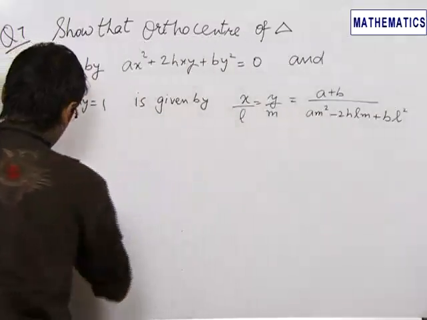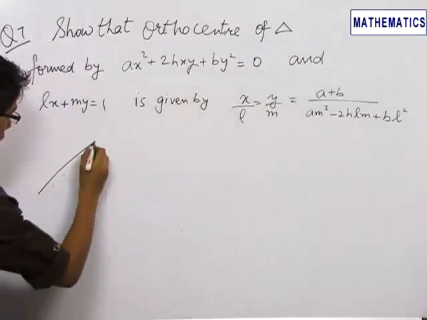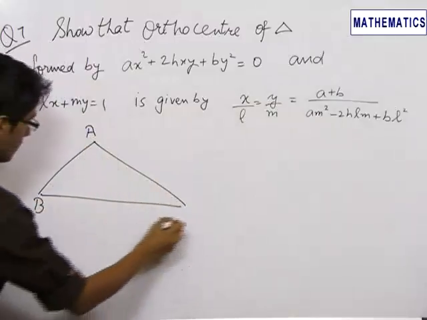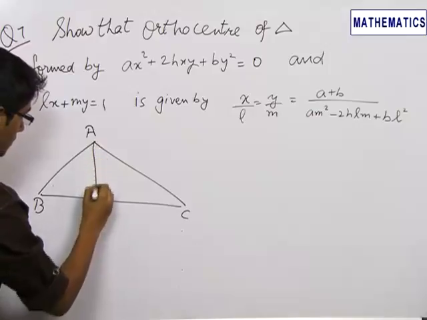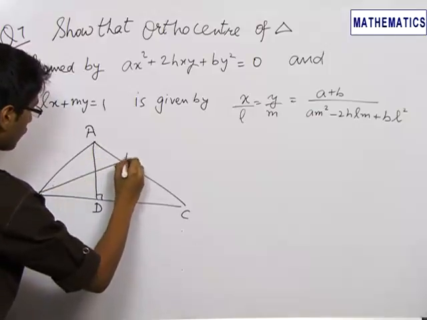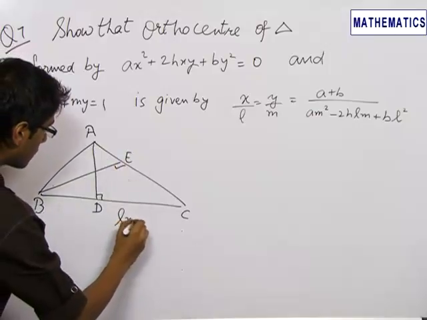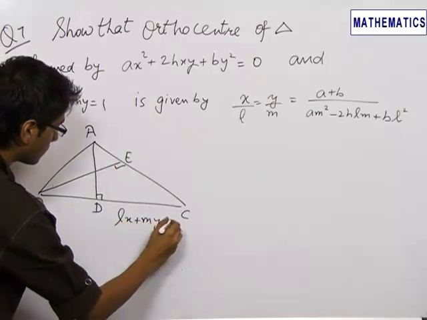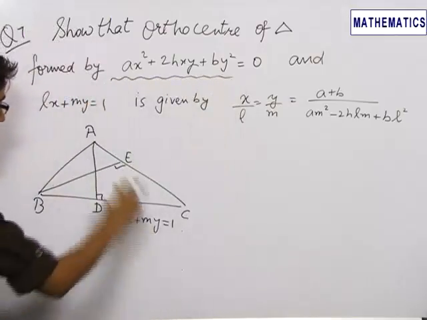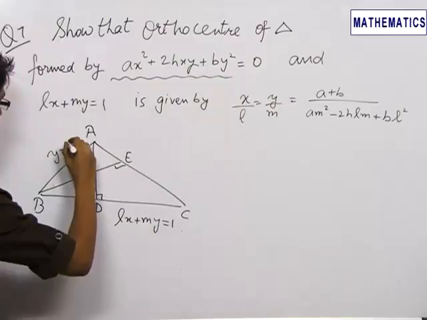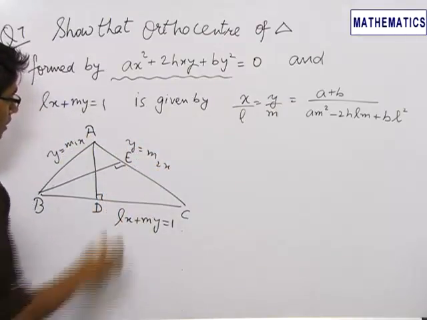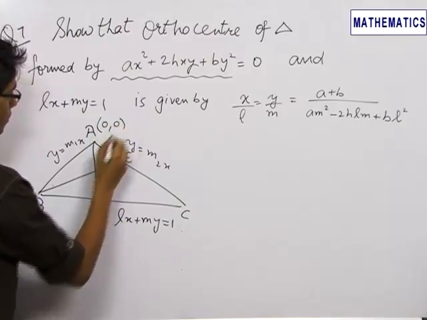Now in order to proceed with this problem, let us first make the triangle. Let us say the vertices are A, B and C. This is perpendicular AD and this is the altitude BE. BC is given by Lx plus My equals 1. Let us say ax square plus 2hxy plus by square equals 0 represents the lines y equals m1x and y equals m2x. So clearly our point A becomes (0, 0).